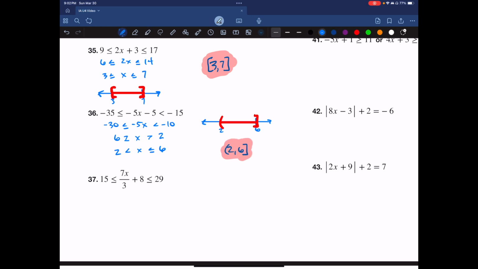There you go. So let me remind you, when it comes to inequalities, you can write your solution as an inequality, as a graph, as interval notation. So it's important to know all three so you can move between all three.